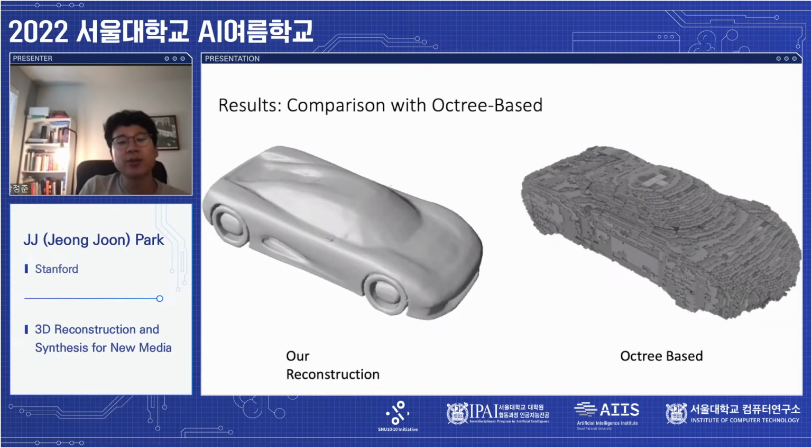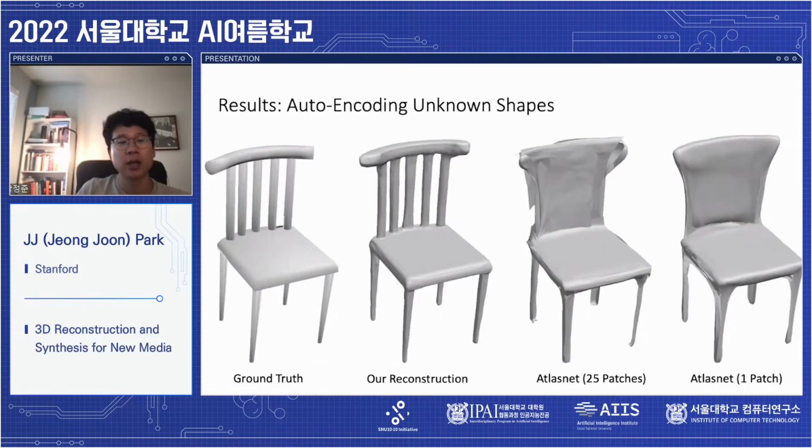So our method produces shape reconstruction with much higher quality compared to existing methods such as octree-based representations, and also provides analytical surface normals. And we can do this while having 100 times smaller network size. And we can also do auto-encoding by doing optimization. You can see that the result is better than the mesh-based representations.